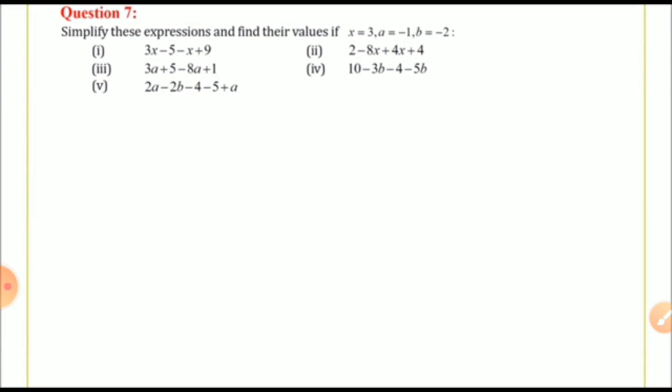Okay, question number 7. Simplify these expressions and find their values for x is equal to 3, a is equal to minus 1 and b is equal to minus 2. Here 3 values are given. Don't be afraid. Where you find the variables, you just put the values. In place of a put a's value, in place of b put b's value, and in place of x put x's value. Easy?